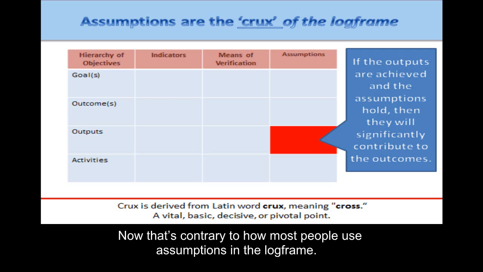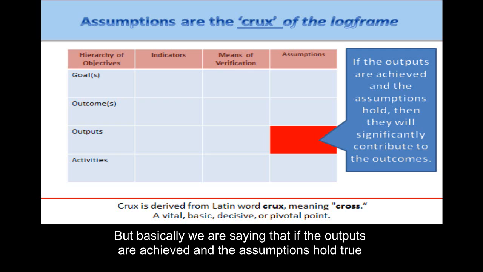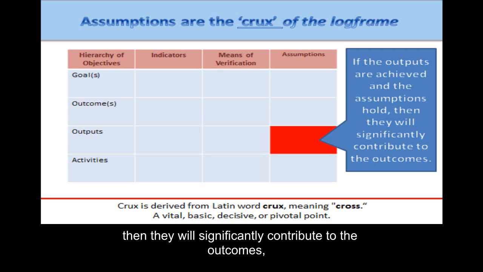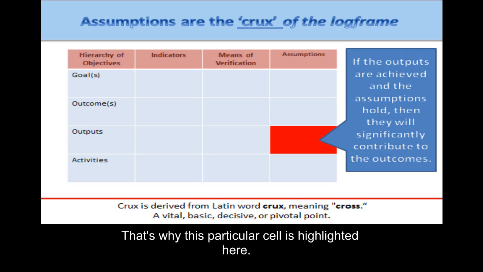Now, that's contrary to how I've observed that most people use assumptions in the log frame. A lot of times assumptions are something that are thrown in at the very end just to be compliant with what has to go into the log frame. But basically you're saying that if the outputs are achieved and the assumptions hold true, then they will significantly contribute to the outcomes. And especially in project management, we're concerned about the tangibles, or the lower half of the log frame, and that's why this particular cell is made red here.